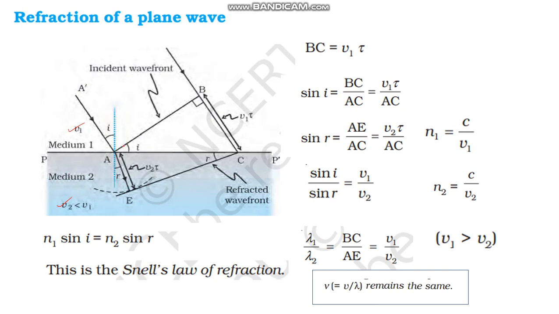When you are considering a set of rays, you can call this an incident wavefront, and the wavefront is moving from A dash to A. Now at this point it is going to enter into the second medium. So here we have to construct the refracted wavefront.